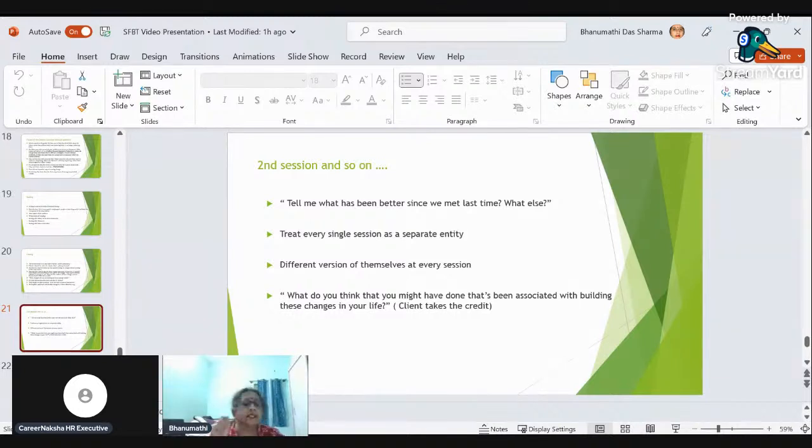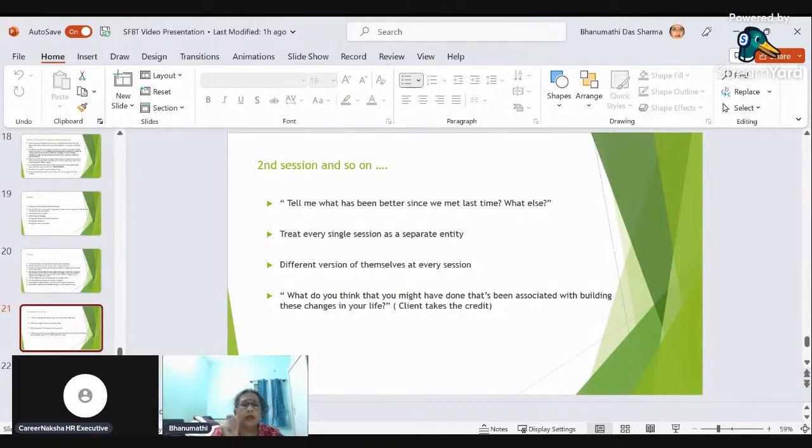Treat every single session as a separate entity, a different version of themselves at every session. In the first session they were in problem focus mode, a sad soul, and between the sessions they worked on their own. From a sad soul he has become a happy soul. And maybe a middling soul in between, but the sad soul is one version and the happy soul is another version. So they have to be a different version of themselves at every session.